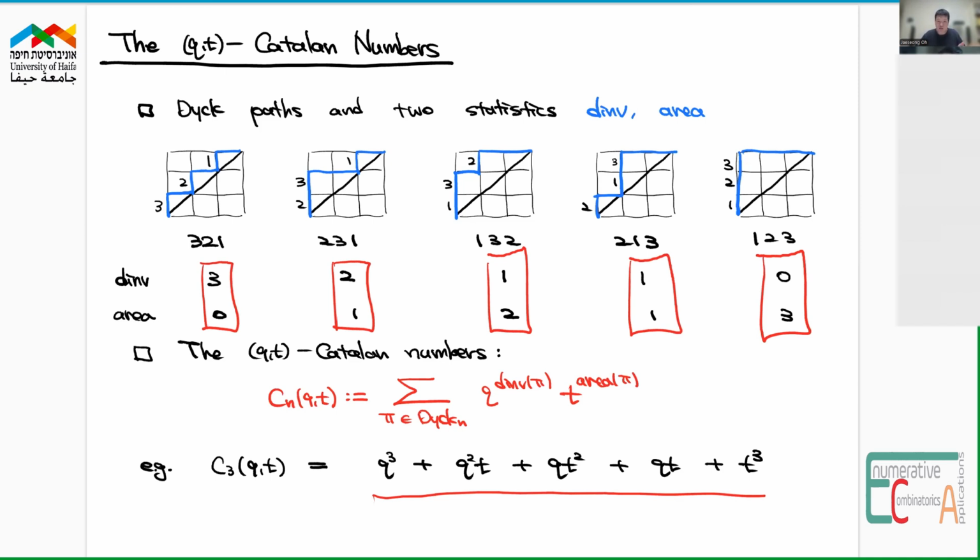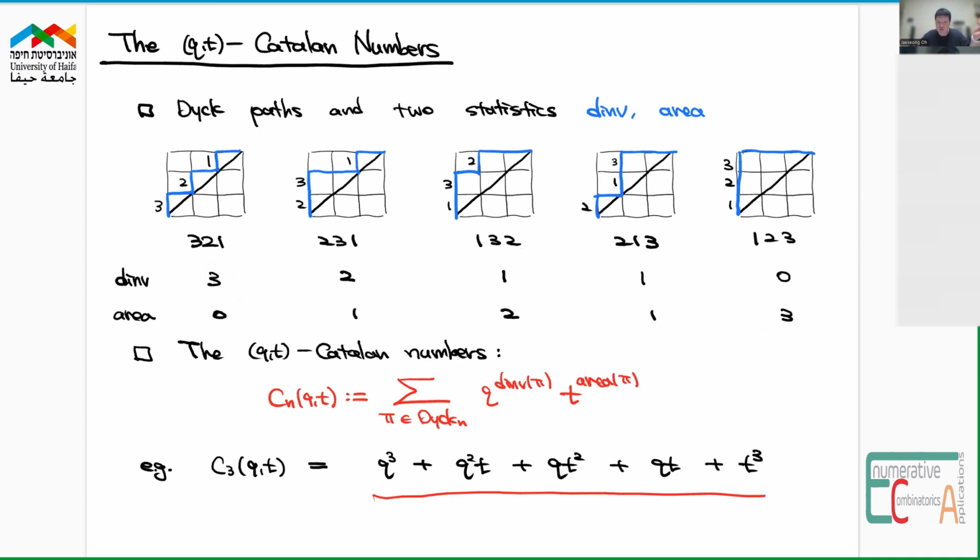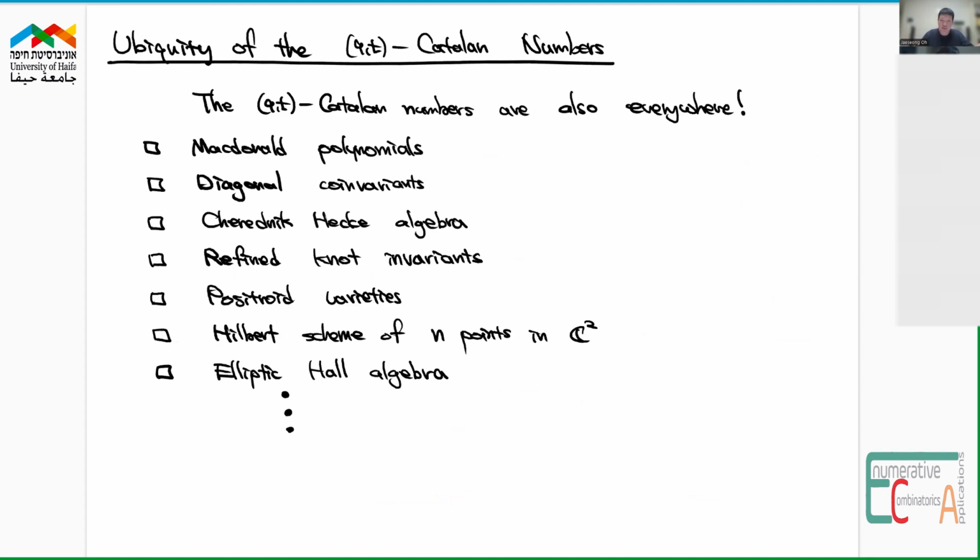And to emphasize it, I will just repeat. The third QT Catalan number is q^3 + q^2 t + q t^2 + q t + t^3. And as you can see, this QT Catalan number is a sophisticated version of the Catalan number. So you may be worried that the ubiquitous presence of Catalan numbers may have disappeared. But the interesting thing is that it is still everywhere. The QT Catalan number appears in various settings, in geometry, topology, representation theory, or still in combinatorics.